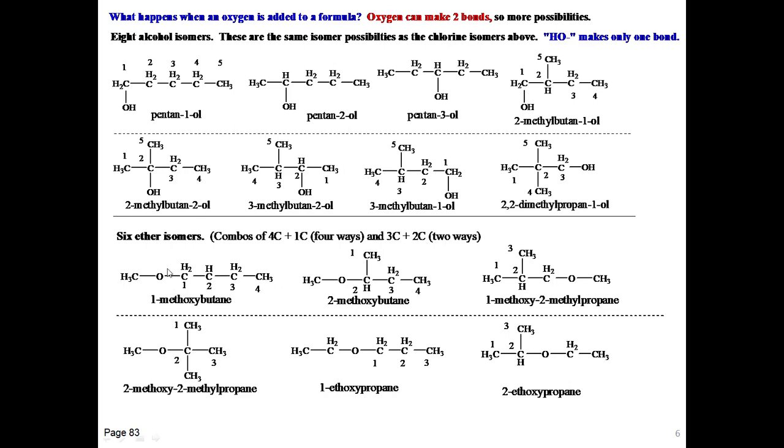Okay, so when we have a carbon on both sides of the oxygen, we call that an ether. Here I have 1 carbon and 4 carbons at the end, 1 carbon and 4 carbon chain, 4 carbon chain at the second position.